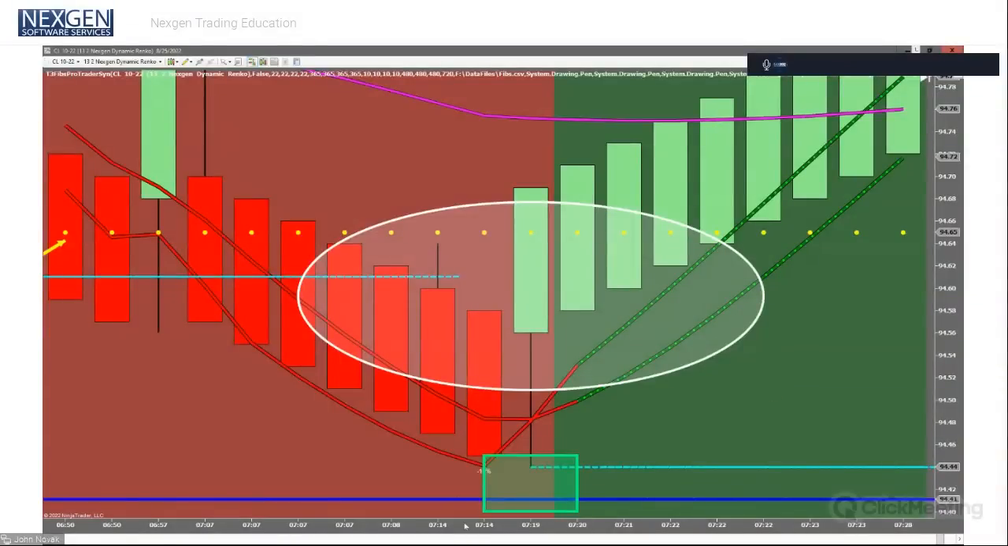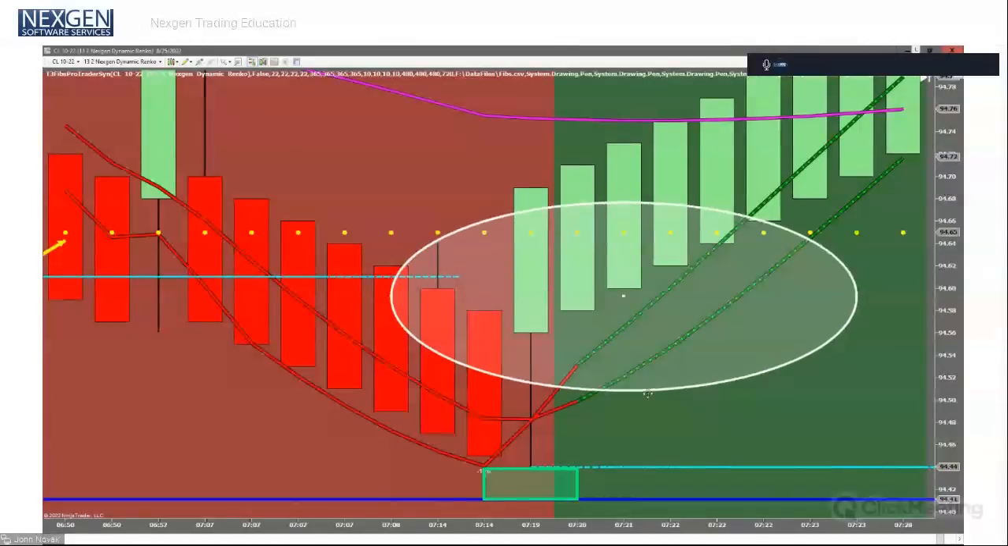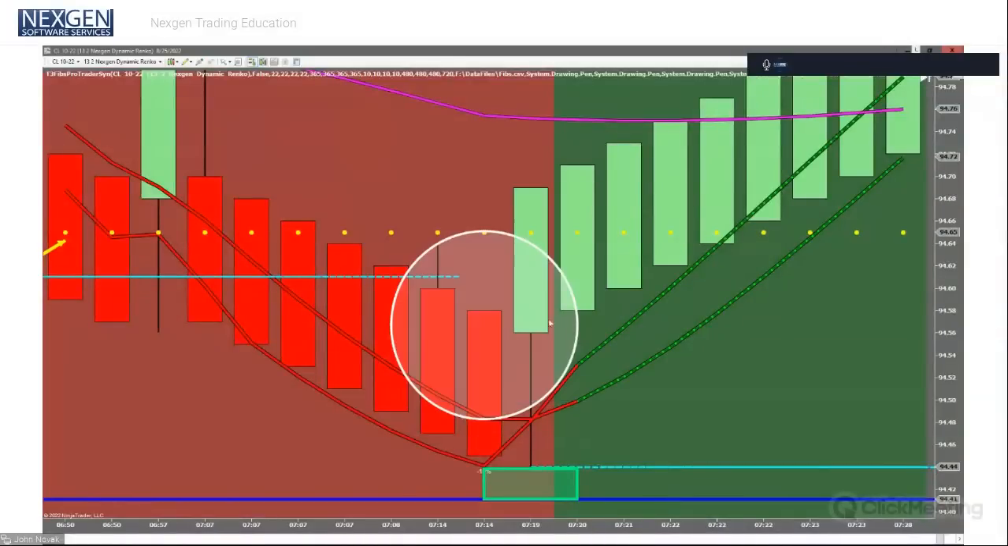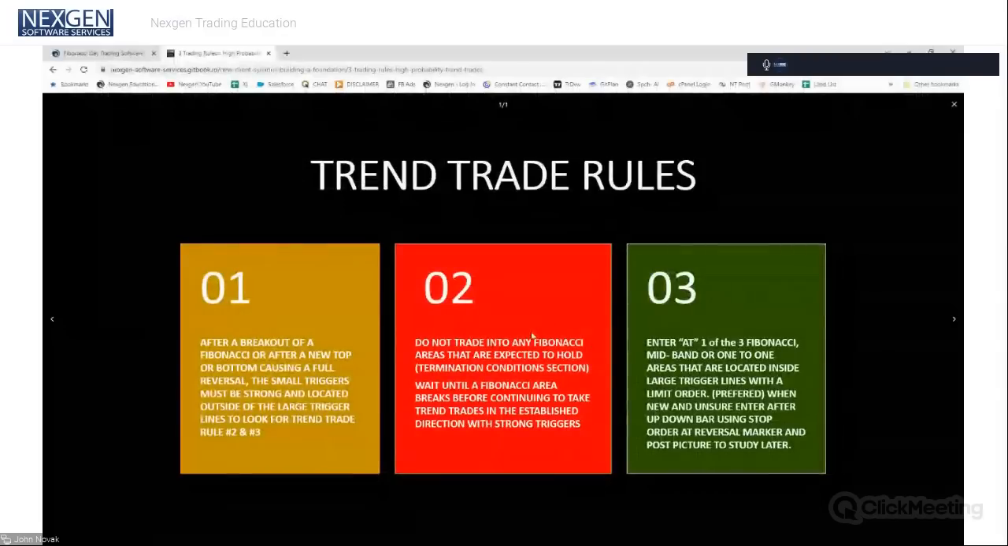So you get within a tick or two of a fib, you have to start going, okay, maybe since we're within a tick or two and the bars are on the wrong side of the triggers, we could maybe make a bottom and not go short anymore. And that's where rule number 2 comes in our trend trade rules.